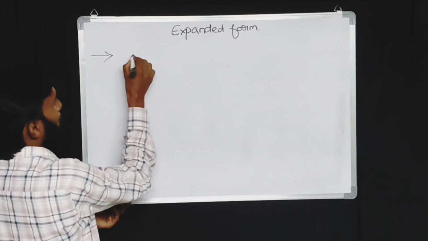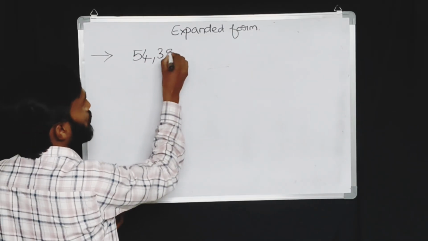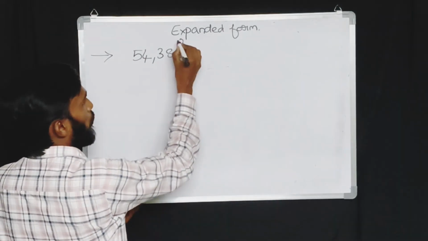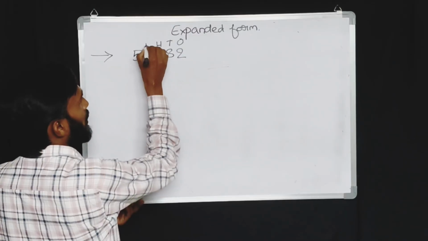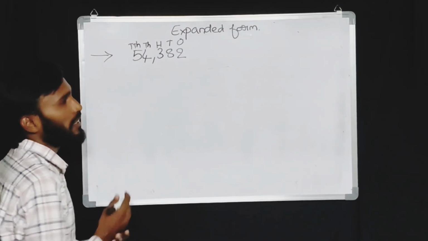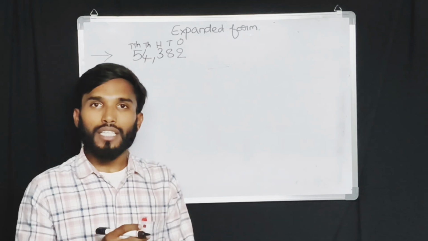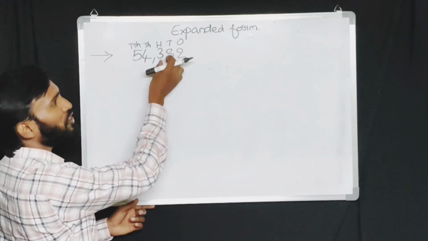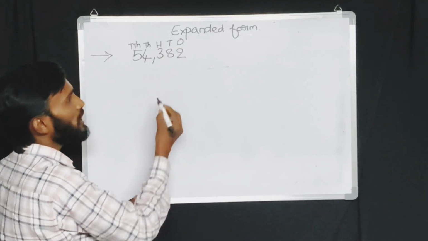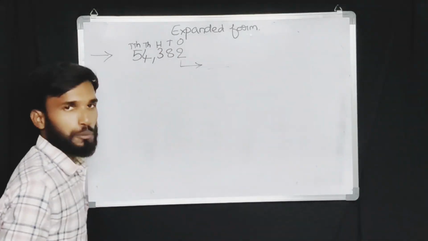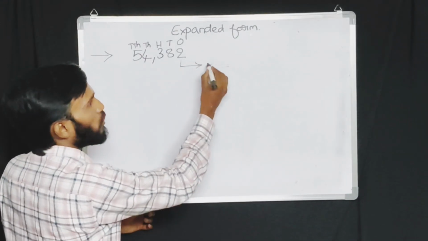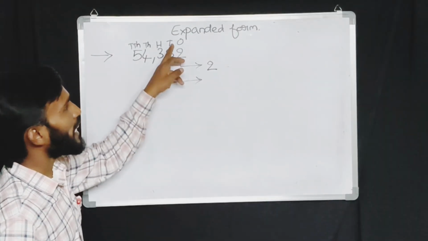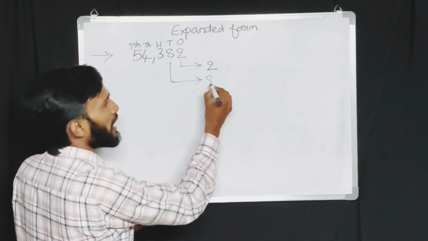For example, take the number 54,382. So we know the places: ones, tens, hundreds, thousands and 10,000s. Now, breaking down the number according to its place value and showing the value of each digit in the given number. For example, see here, 2 is in which place? Ones place. That means how many ones are here? 2 ones. Here 8 is in which place? Tens place. That means how many tens? 8 tens. 8 tens are how much? 80.